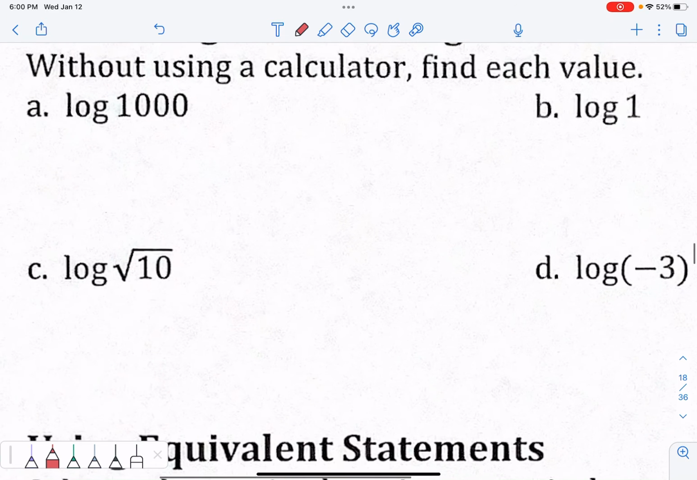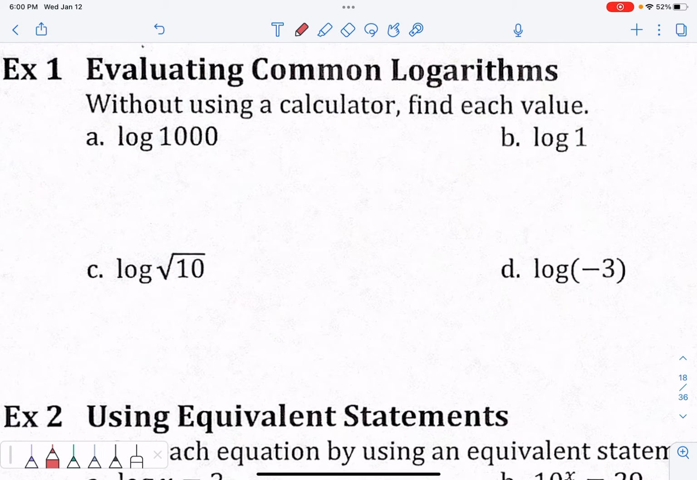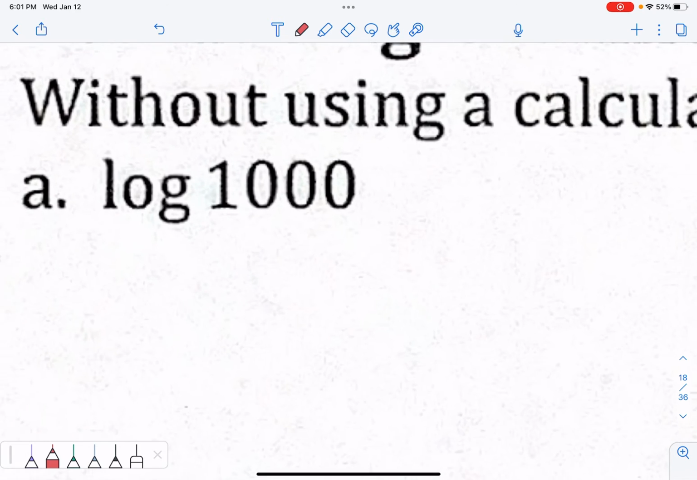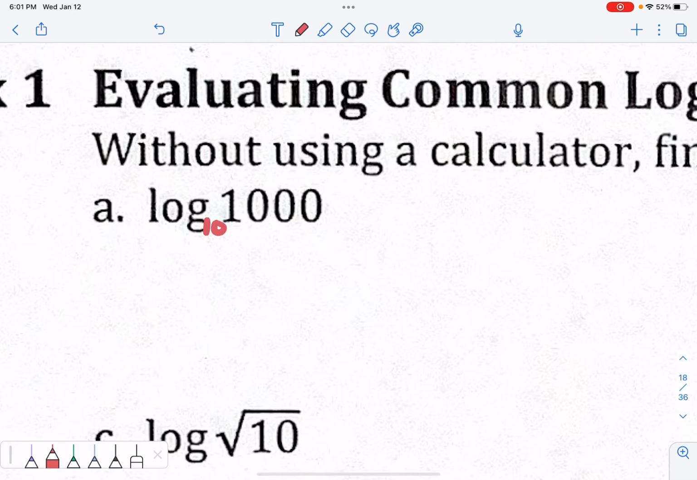Down here on A, B, C, D, these are really quick and fast. Without using a calculator, they want us to find each value. So one thing I'm going to do on part A is, we know that that's a base of 10, so I'm going to go ahead and put 10 in there, but we're trying to evaluate that. So I'm basically trying to figure out what it's equal to, and for right now, I'm going to put equals x, and then find what x is, because we're trying to find the value of it.